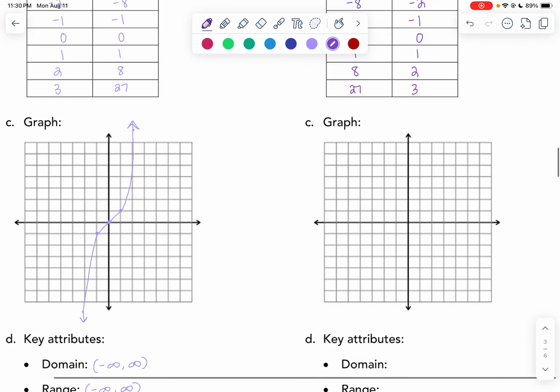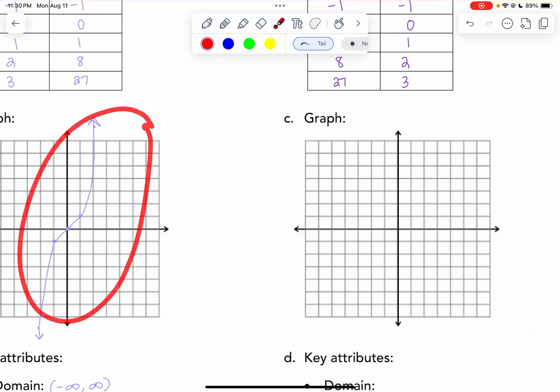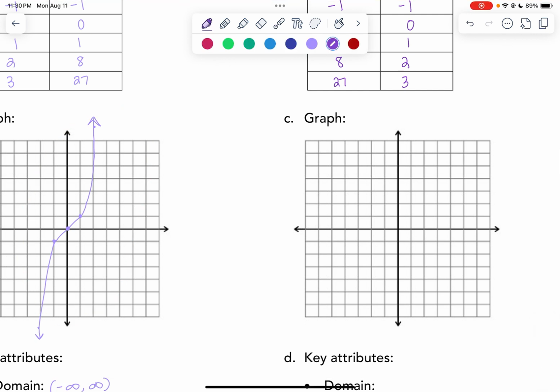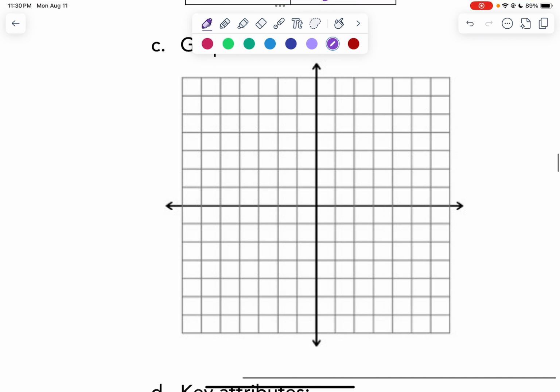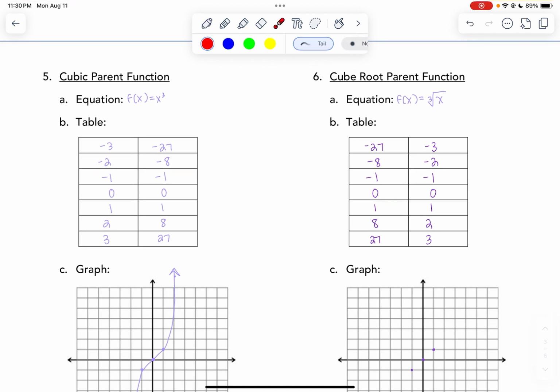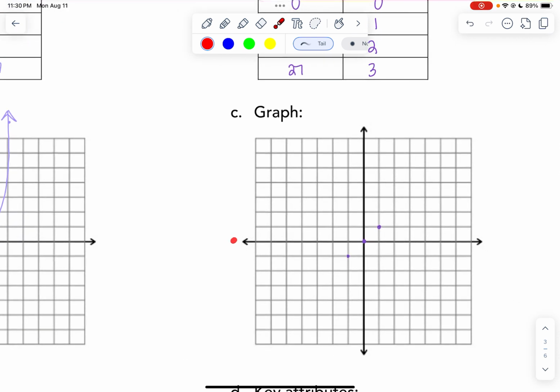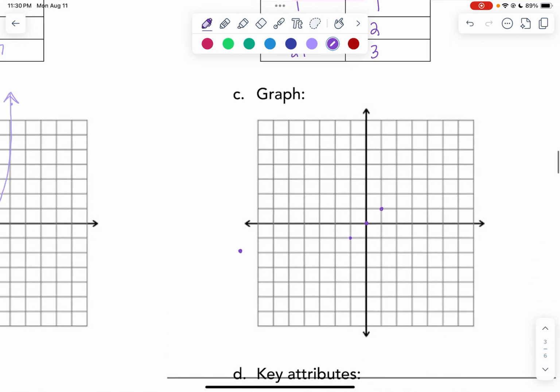So when I go to graph this, I'm going to be careful because it's not going to look exactly like this one. It's actually going to be turned a little bit. I still have 0, 0, 1, 1, and -1, -1, but then my next coordinate's going to be 8, 2, or -8, -2. So -8, -2 means I'm going to go left 8 and down 2. So now I'm going over here, and 8, 2 means I'm going to go right 8 up 2. So now I'm going over here.